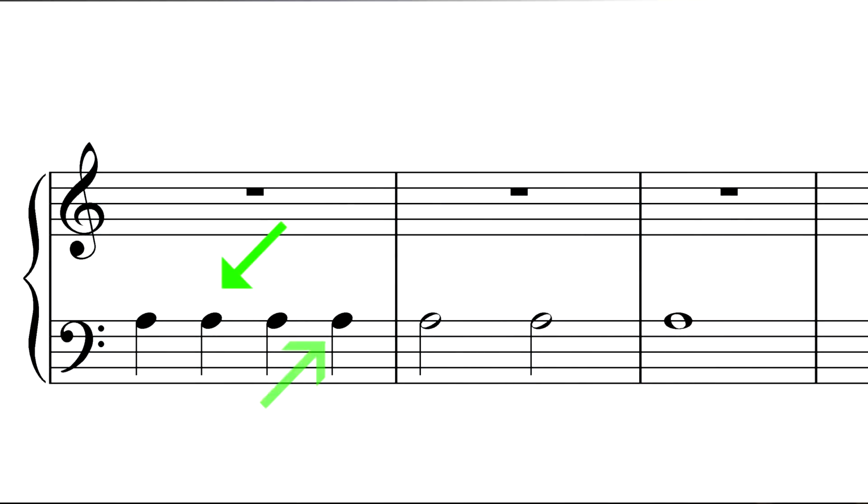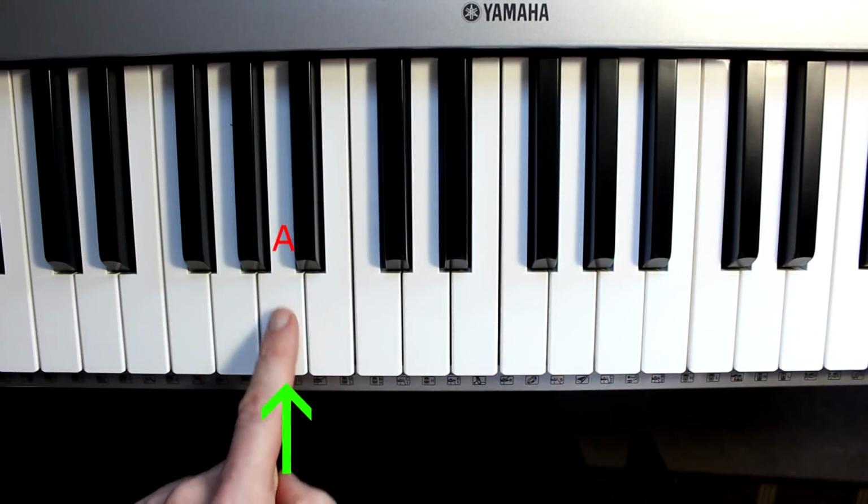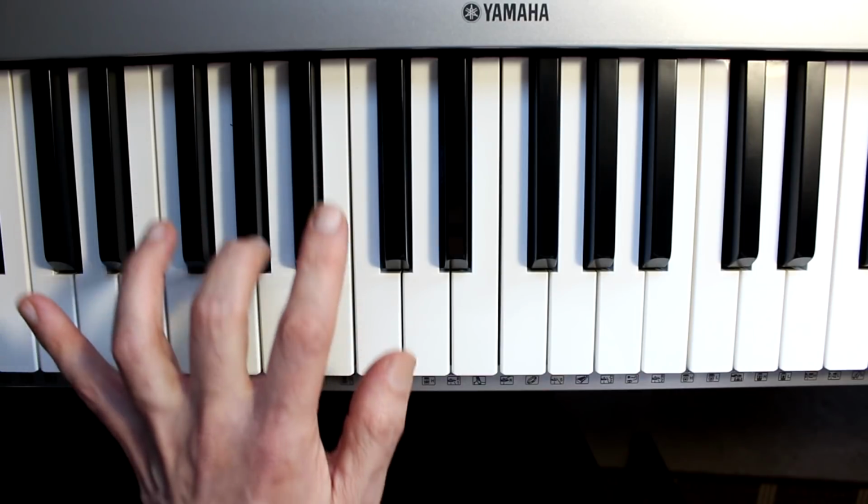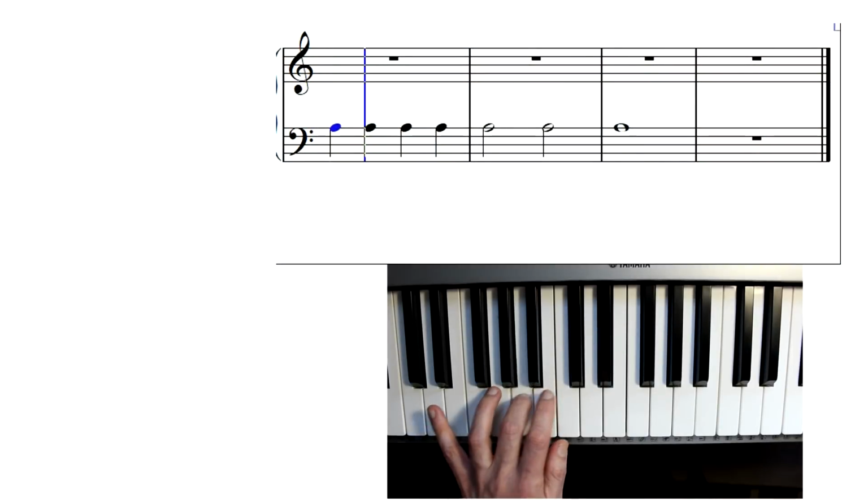This note on the left hand staff is called A. Every time you see it, play this key with this hand and at the moment with this finger.